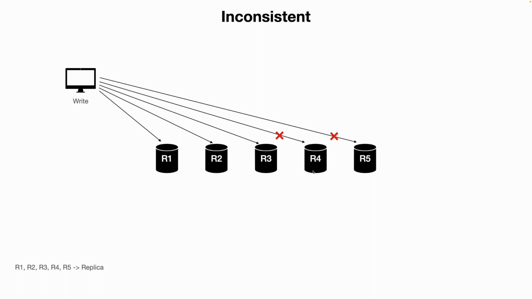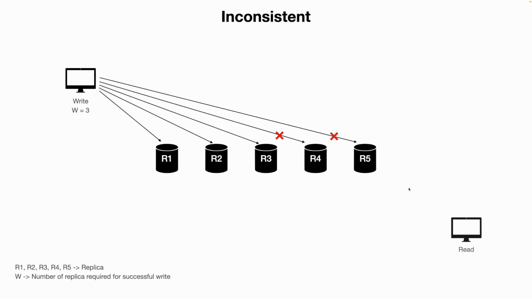Now we have two ways. Either we can make the full request fail, or we can configure the value of W equal to 3. W means the number of replicas required for a successful write. If 3 out of 5 successfully acknowledge to the client, then we can respond successfully to the client. In that way, R1, R2, R3 have the updated value, but R4, R5 are outdated now.